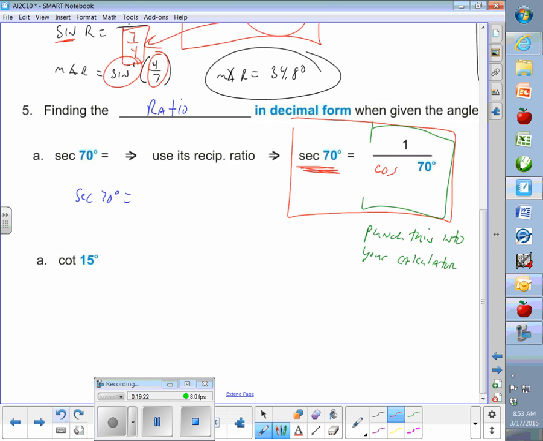All right, try it again, Andrew. Punch in cosine this time, 70. Let's see if we can get you to the right place. Yeah, and again, this is a ratio. So how many places do we round ratios off to? 4. It's not an angle.